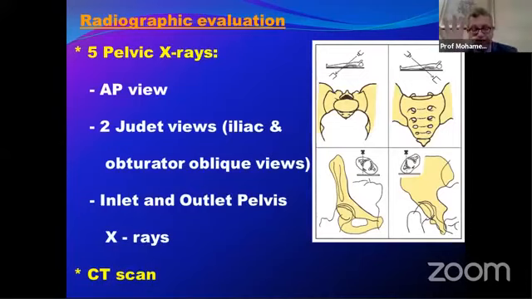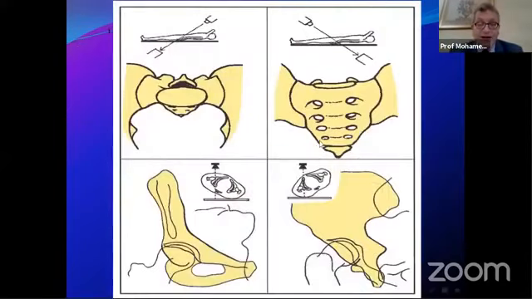I have 5 pelvic x-rays: the anteroposterior view, the 2 Judet views, the obturator and iliac oblique views, 2 inlet and outlet views, inlet and outlet pelvis x-rays, and of course, I have the CT. This is the inlet view. This is the outlet view and the obturator and iliac oblique view.